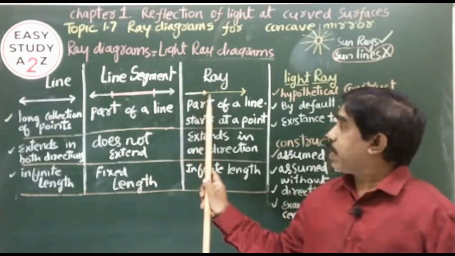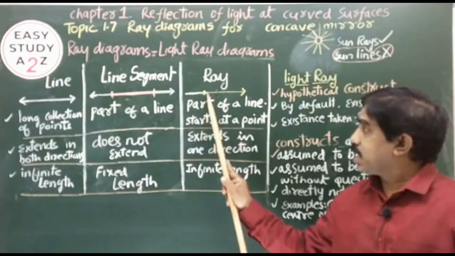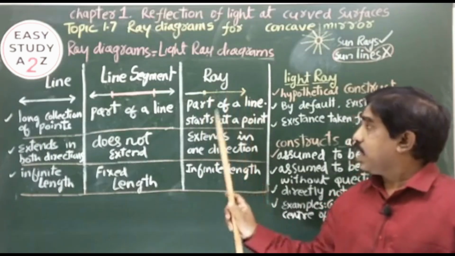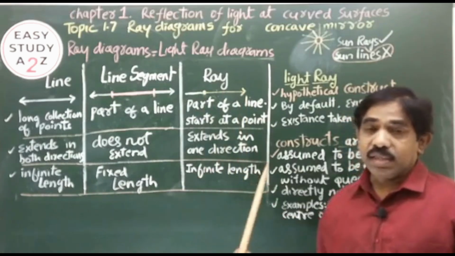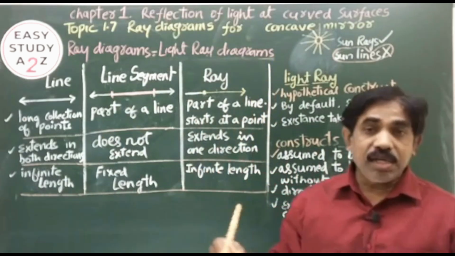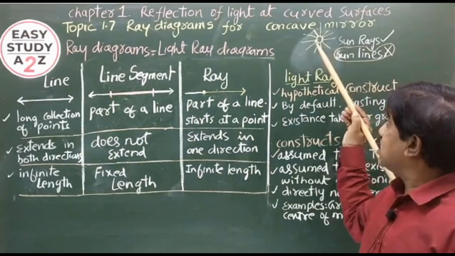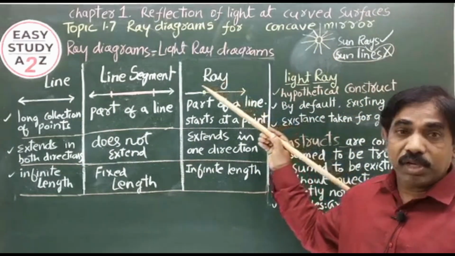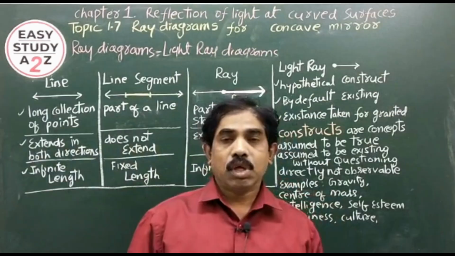Now, a ray is a part of a line. See here, this ray is a part of a line. It starts at a point and extends in one direction. It has infinite length. Let's see the light coming from the sun. We call them sun rays because they start at a point and move in all directions, and we do not call them sun lines.